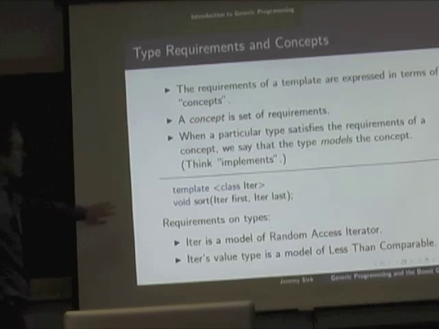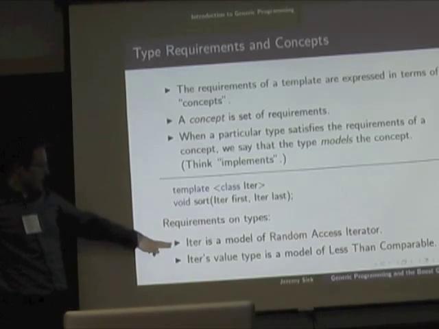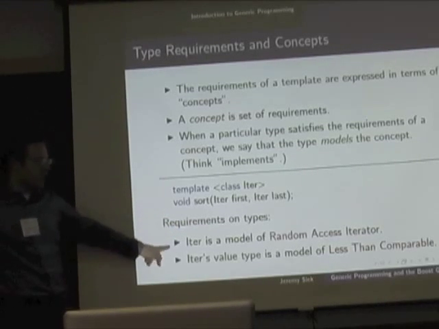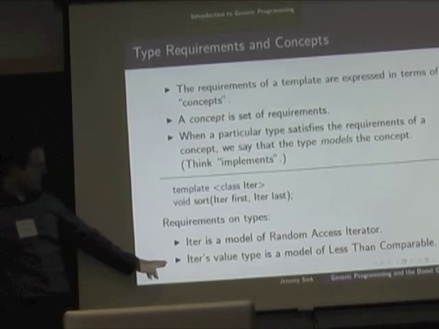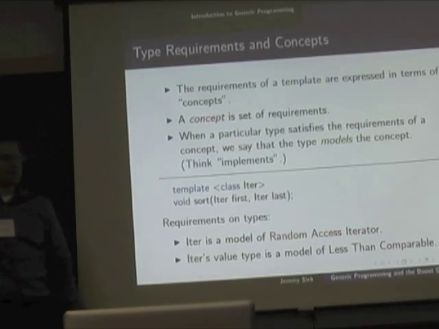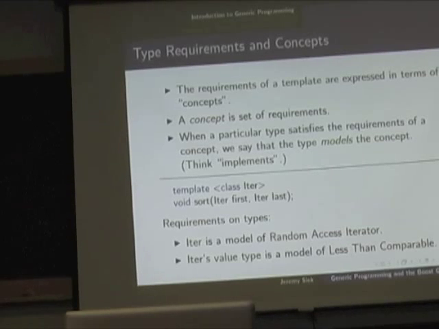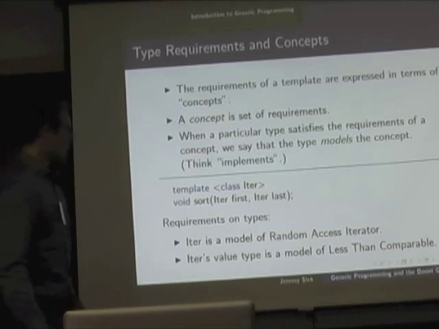So for the good old sort function in the standard template library, it takes two iterators, and if you go look on the SGI STL website, you'll see these requirements on the types. It'll say Iter is a model of random access iterator. And it'll also say Iter's value type is a model of less than comparable. How many people have spent a fair amount of time with the SGI STL website open? Okay, good, almost everybody, maybe two-thirds. The other one-third, don't feel bad if you haven't looked at it. I'm happy to talk about that.